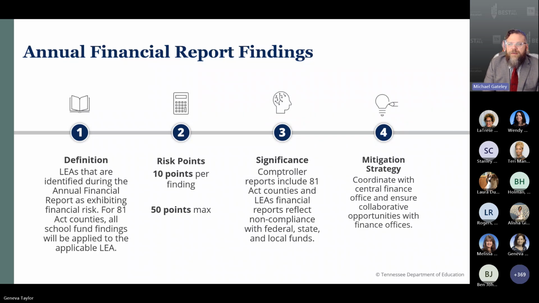The comptroller reports are going to include 81 Act counties and LEAs. The LEA's financial reporting reflects non-compliance with federal, state, and local funds. So make sure that you coordinate with your central finance office, which we're going to talk about in this next category as well, and ensuring collaborative opportunities with that finance office are going to be really important for this area.